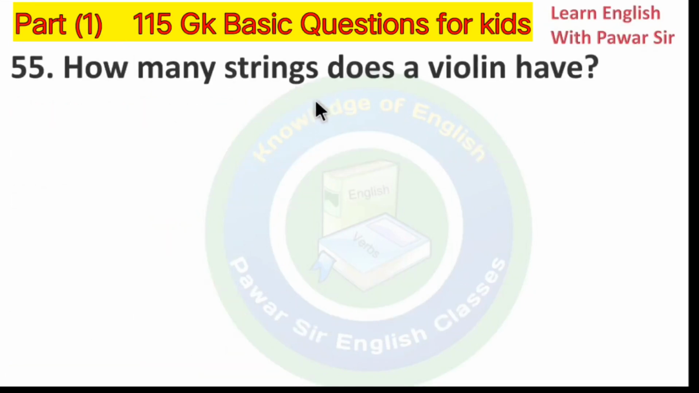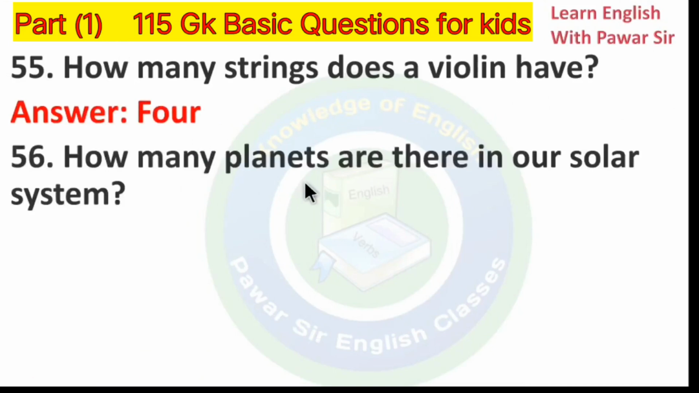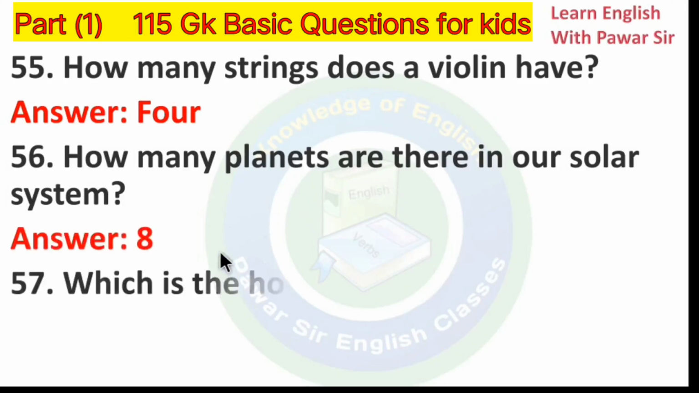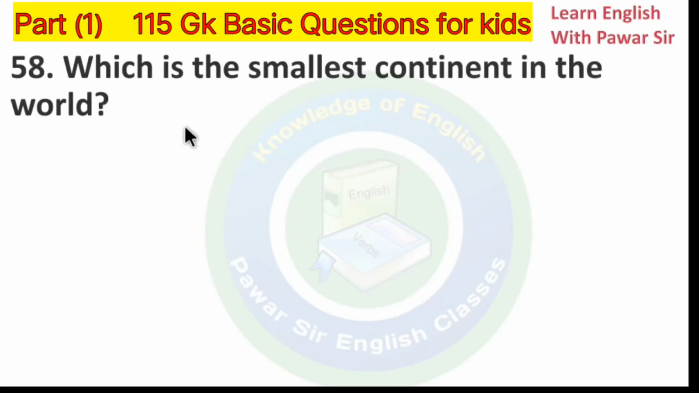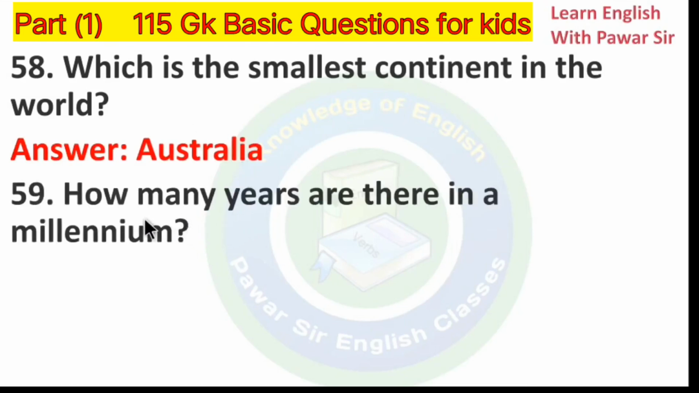How many strings does a violin have? 4. How many planets are there in our solar system? 8. Which is the hottest continent on earth? Africa. Which is the smallest continent in the world? Australia. How many years are there in a millennium?